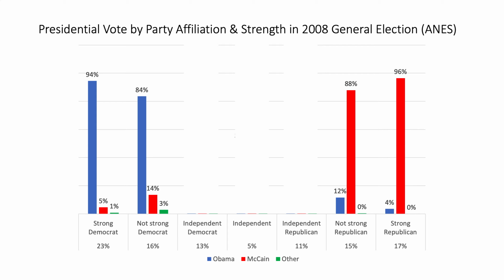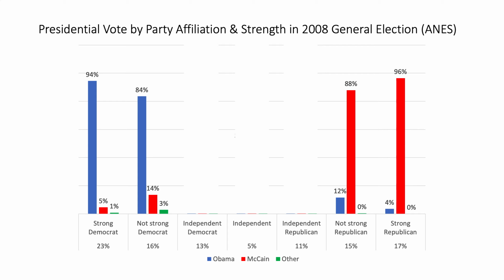Yes, there is an increase of partisan identifiers who vote for the other party. 14% of not strong Democrats voted for John McCain. 12% of not strong Republicans voted for Barack Obama. But consistently, we tend to see among the partisan identifiers, those who say off the bat, I'm a Democrat, I'm a Republican, 85% or greater are going to vote for their party's presidential candidate.